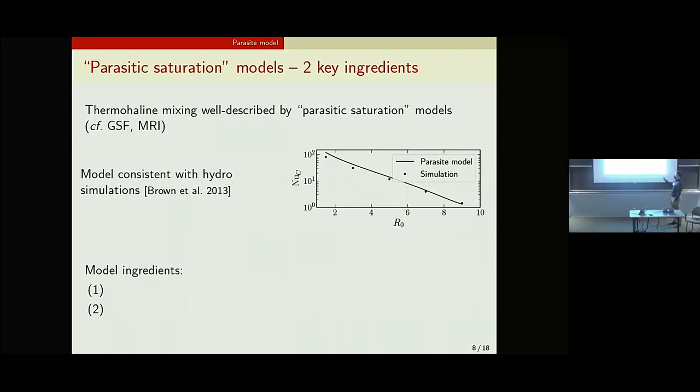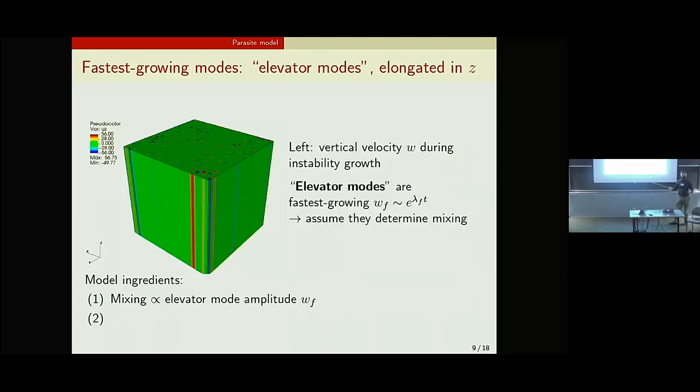Now, this model has two key ingredients that I want to highlight. They both come from looking closely at simulations. You can sort of see the merit of these ingredients. Here I'm showing a simulation of thermohaline mixing very, very early on, before turbulence has set in, where you just have exponential growth of the instability. The fastest growing modes that emerge in the linear growth regime are the so-called elevator modes.